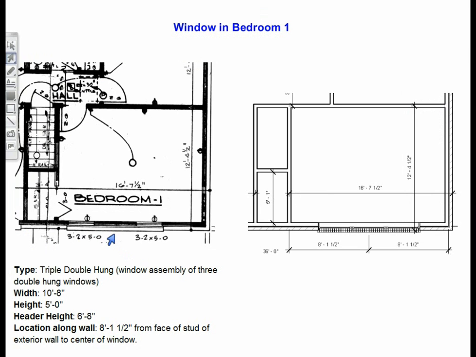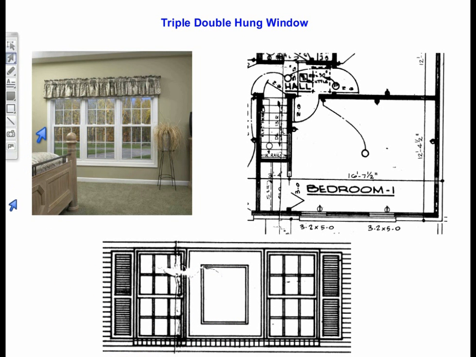You will place the window that is in bedroom 1. Bedroom 1 has a triple double hung window. This is actually a window assembly comprising of 3 double hung windows. This image shows you a triple double hung window. This shows you the triple double hung window in floor plan view. This shows you the window in elevation.